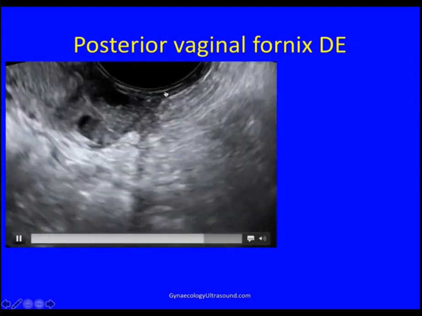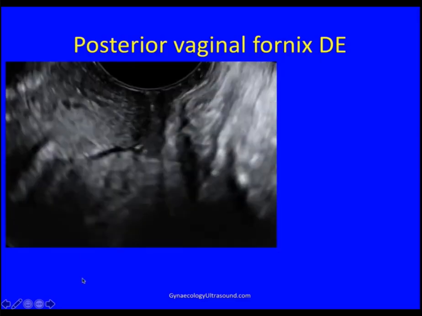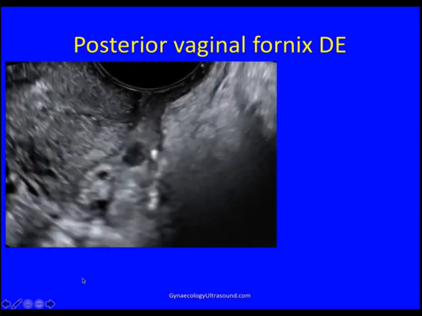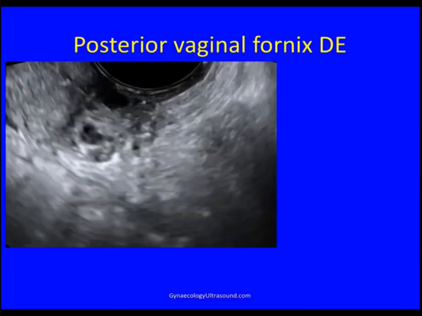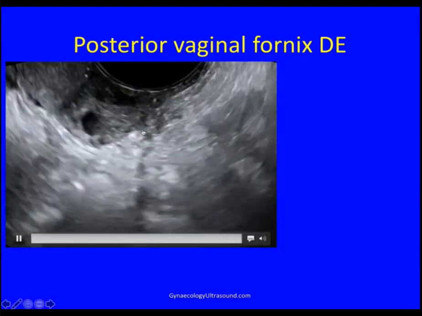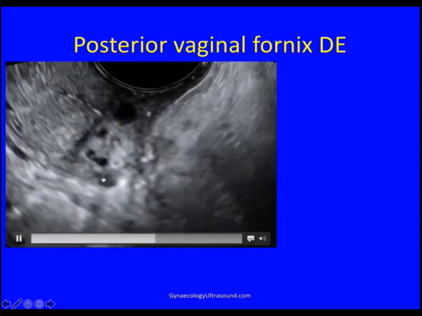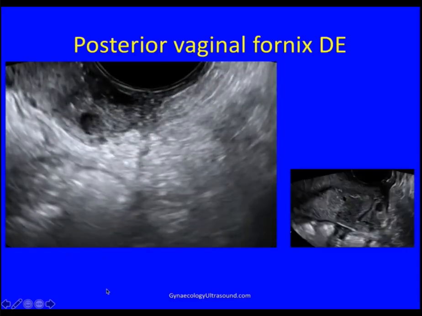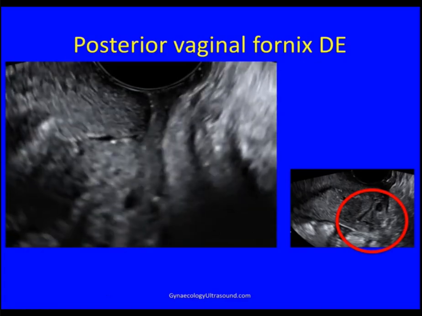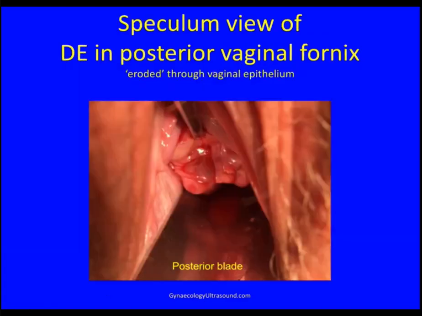This is deep endometriosis in the posterior vaginal fornix. So if you put your probe in slowly and gently, it's very clear this is a nodule of deep endometriosis with little areas of hemorrhage within it. So that's what that looks like.